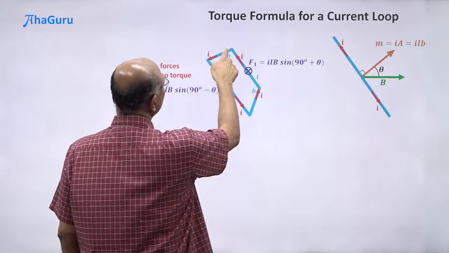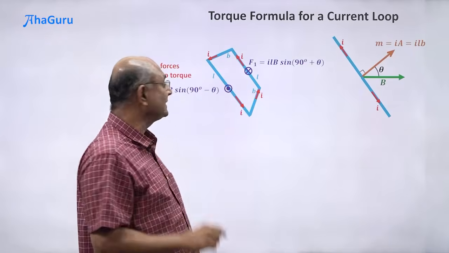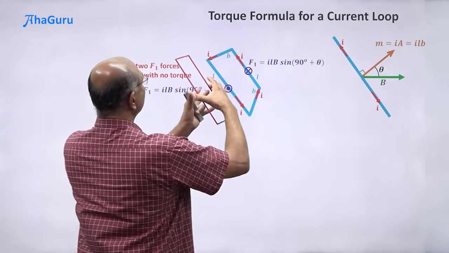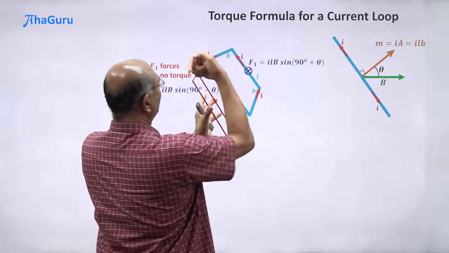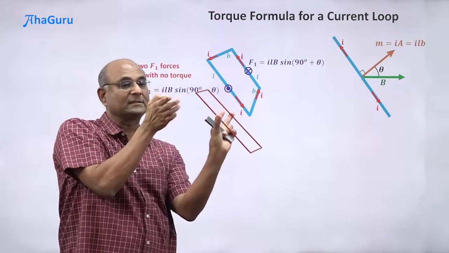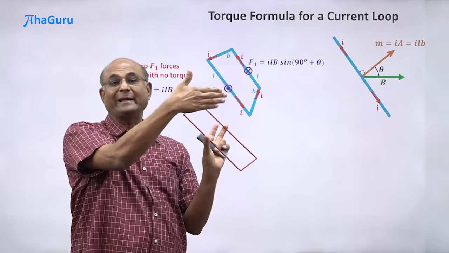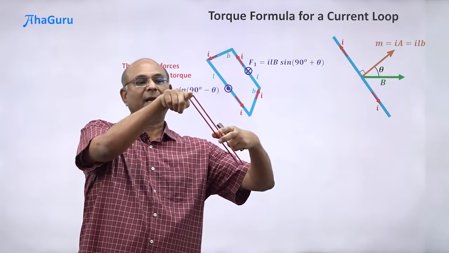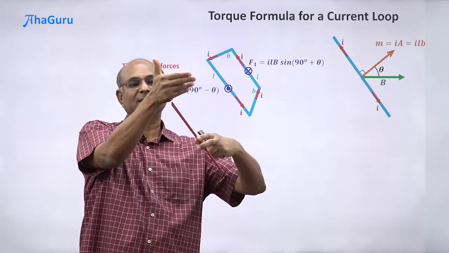What about the forces on these two? That is easy, right? Now if you look at this one, again let me show you this. Actually the current is coming out of the board and the magnetic field is like this. Coming out of the board, magnetic field 90 degrees, right? Just think about it. This current is coming out like this, magnetic field is like this, 90 degrees.